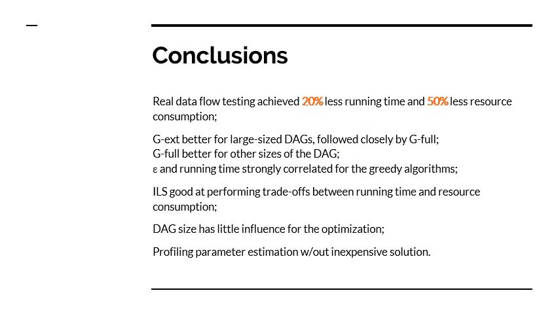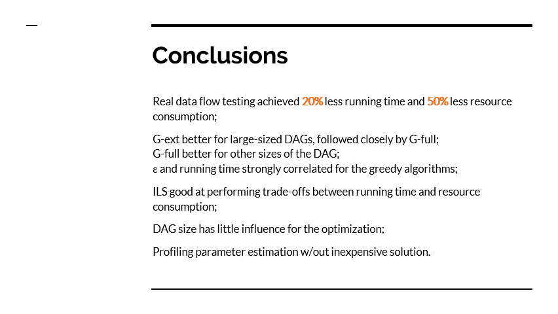It was possible to conclude that the solutions worked very well on the real-world dataset, reducing the running time by 20% and the resource consumption by 50%. G-Full was the overall best solution. Also, it was possible to observe that epsilon and running time are highly correlated in the greedy algorithms.